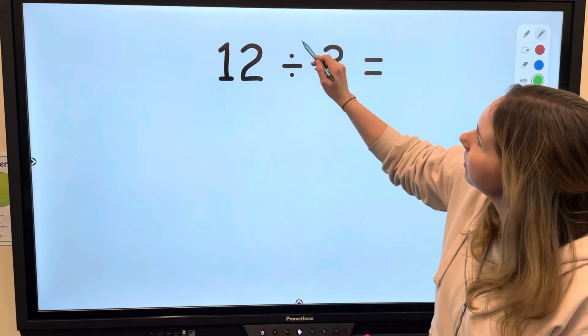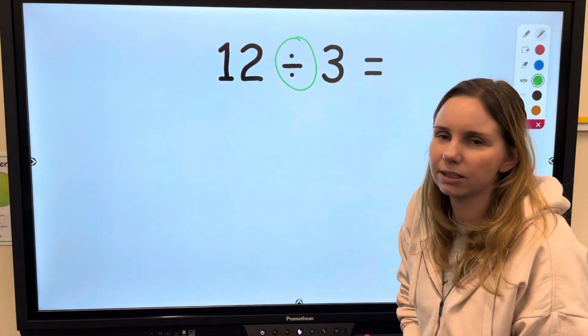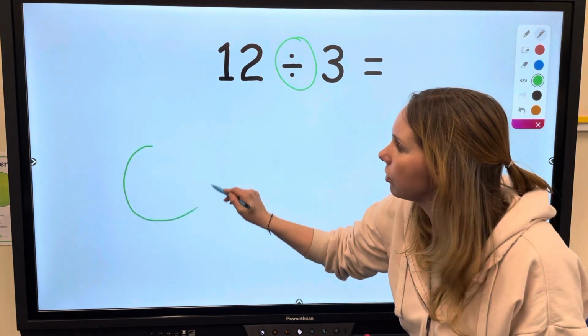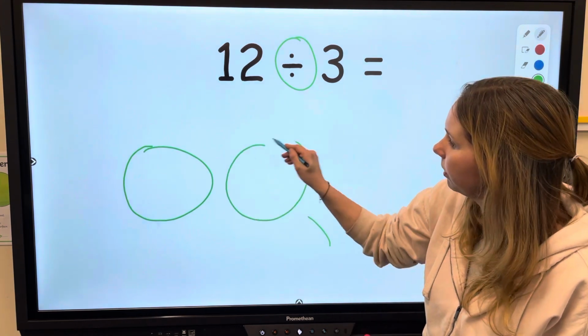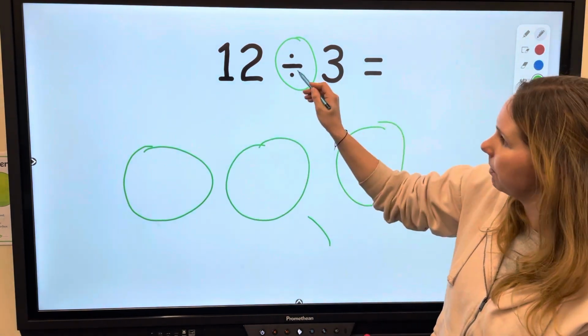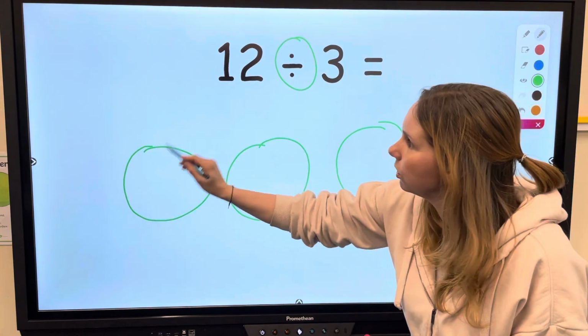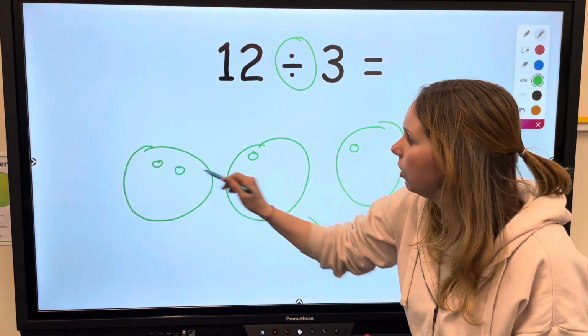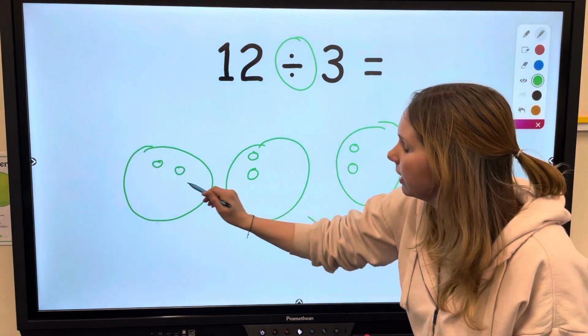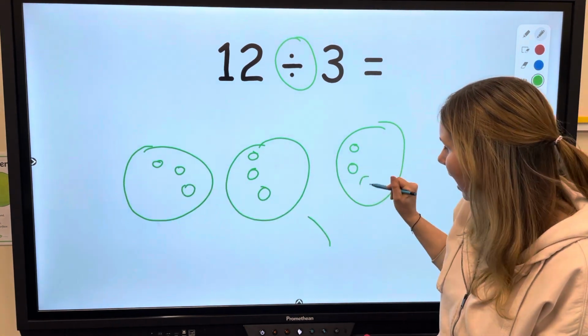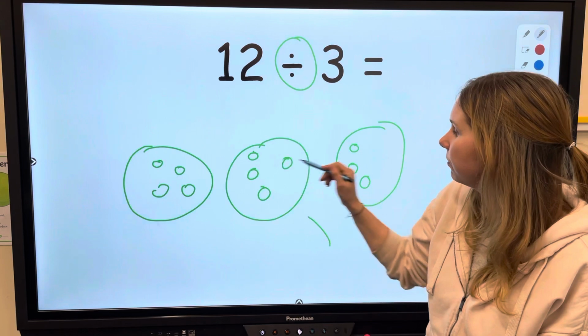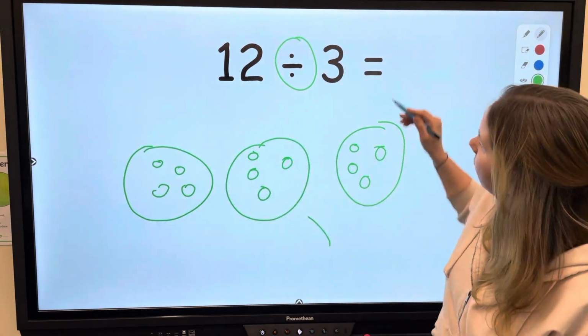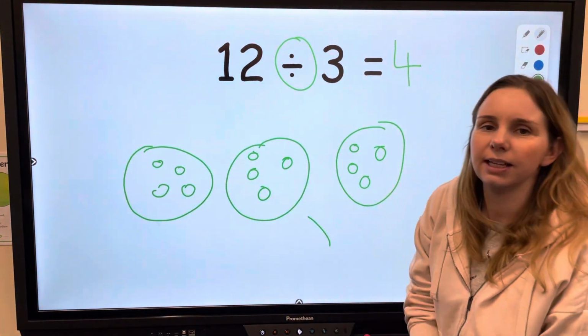Let's have a look. Divide by, shared into 3 groups. 12 shared into 3 groups. Remember that symbol, shared into. 12: 1, 2, 3, 4, 5, 6, 7, 8, 9, 10, 11, 12. I have 4 in each group.